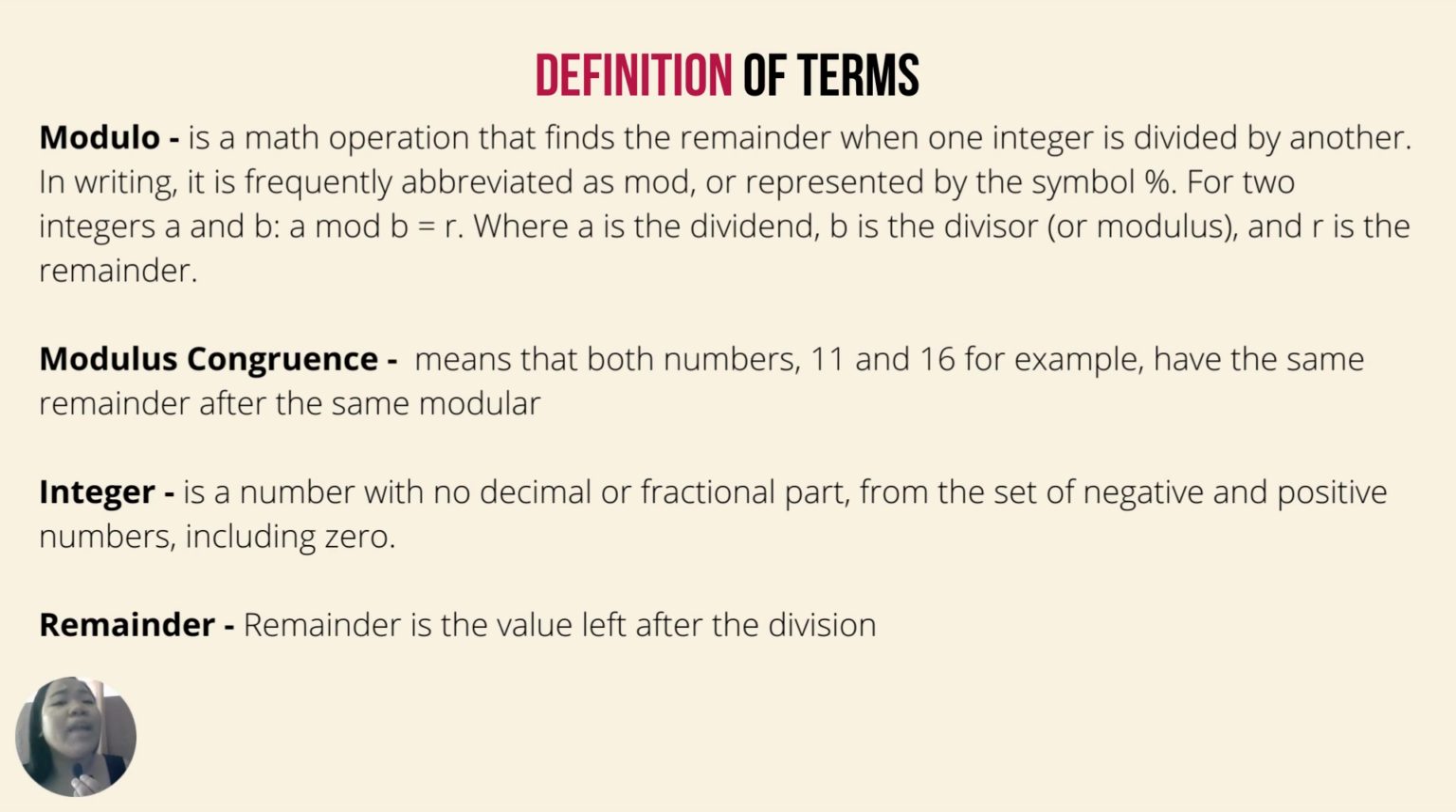Third is integer. It is a number with no decimal or fractional part, from the set of negative and positive integers including 0. And lastly, the remainder. It is the value left after the division.